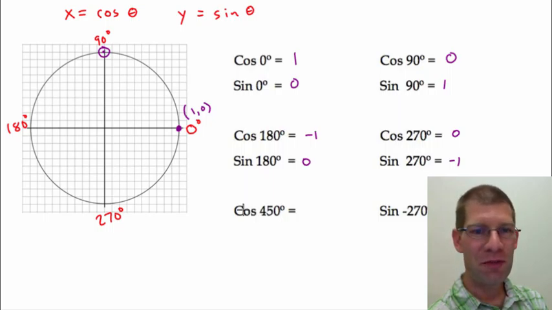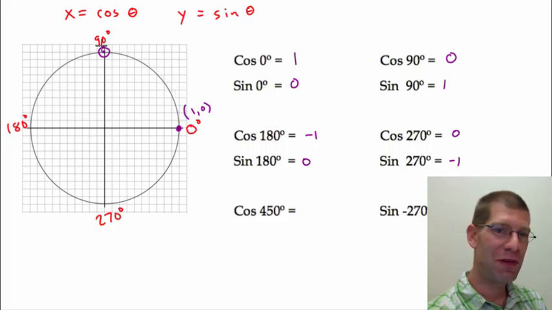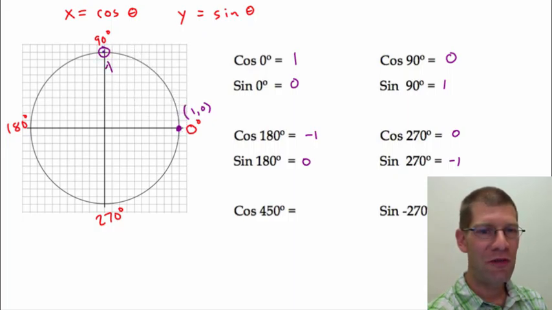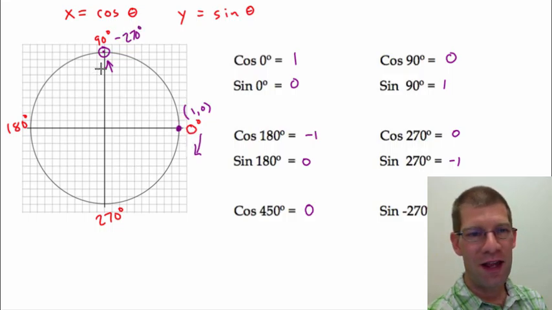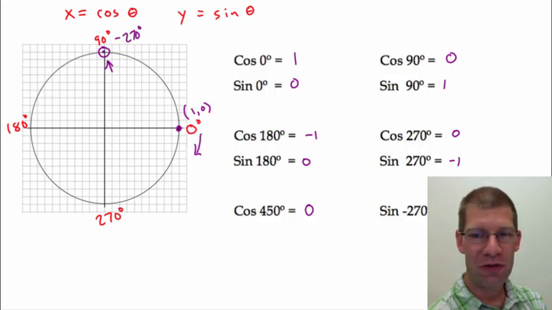Cosine of 450, didn't really prep you for this, but we said all the way around the circle once is 360 degrees. How much do you have to go above 360 in order to get to 450? Well, 450 is 360 plus another 90. So cosine of 450 is referring to that spot there at the top. And the x value of that spot is a 0. Negative 270, we go 3/4 the way around the circle, but negative now we go clockwise. So again, up at the top here we have 90 degrees. That's the same as negative 270 degrees, 3/4 the way around the other way. And sine then is the y value, so that equals 1.